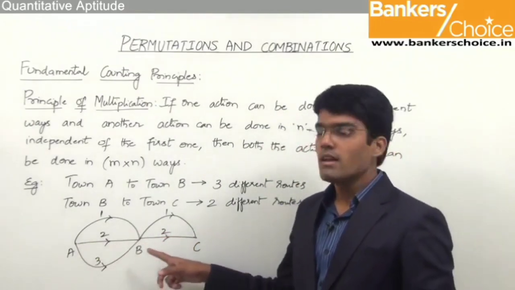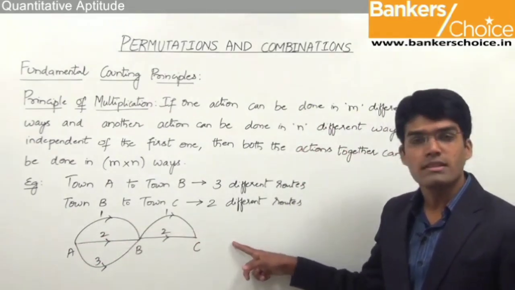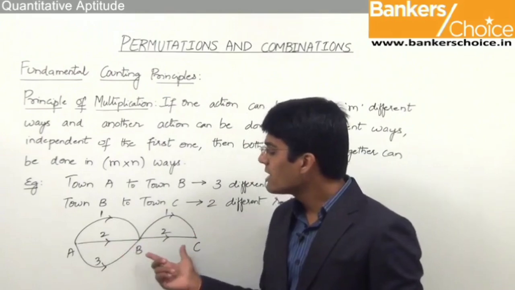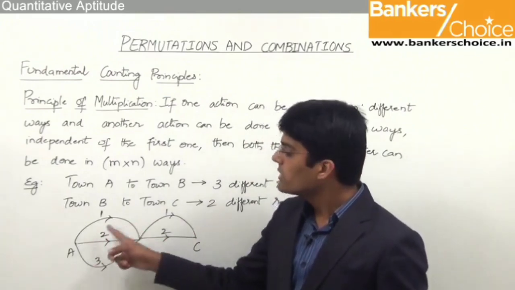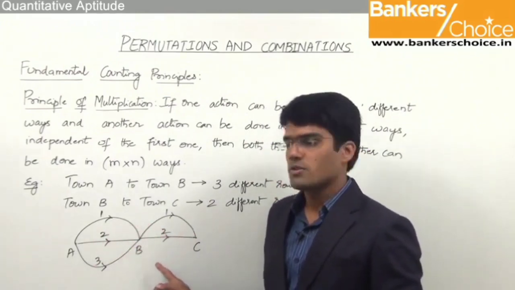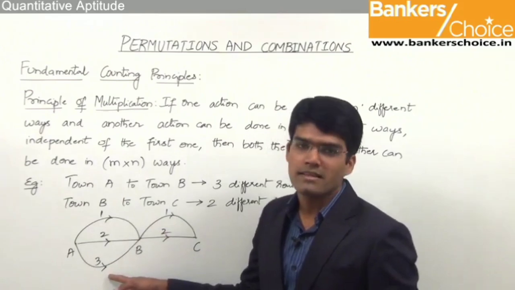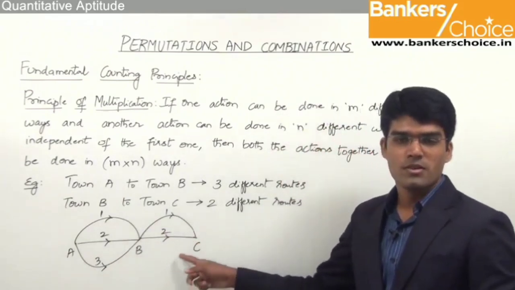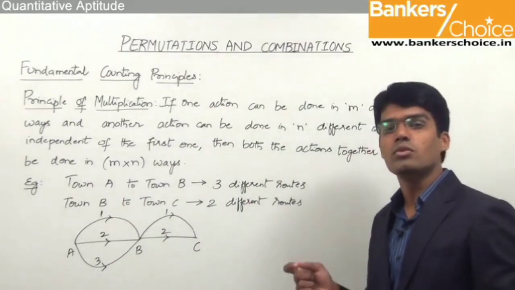So here, as you can see, to travel from town A to town C, the person first has to cover the town A to town B journey and then town B to town C. So here both the actions have to be done together. The first action can be done in 3 ways. There are 3 different routes possible. And the second action can be done in 2 ways. 2 different routes possible. So both together can be done in 3 into 2, 6 ways.